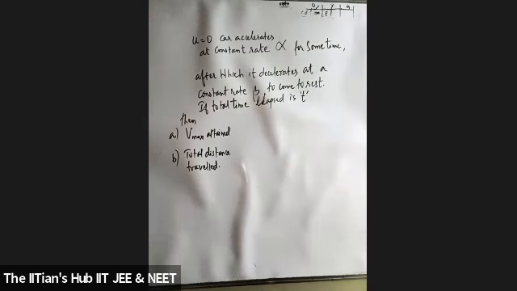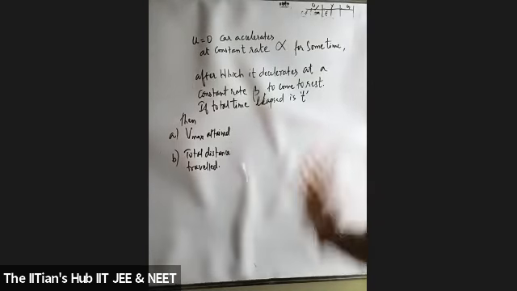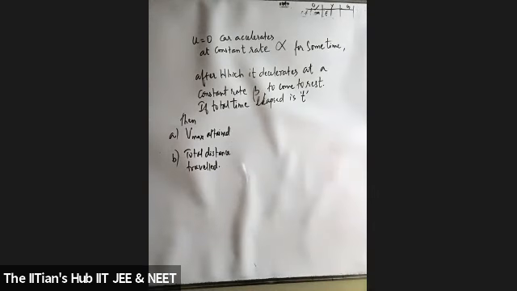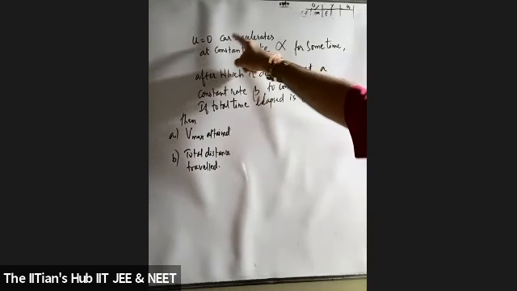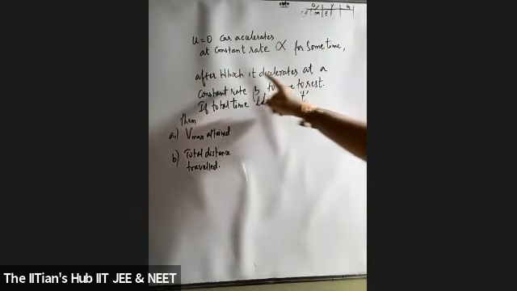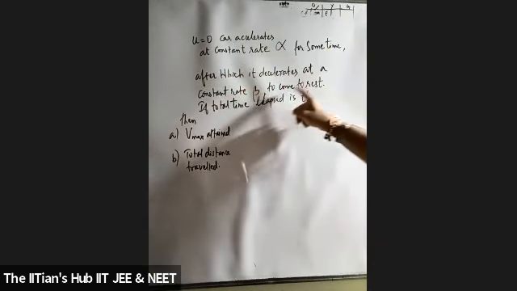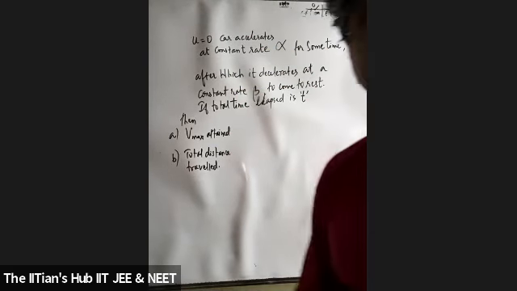The only hint I can give you is that you can get your answer by drawing a simple graph. Okay, try to get your answer by drawing a simple graph. I repeat, the car initially starts at rest and then it accelerates at a constant rate alpha for some time, after which it decelerates at a constant rate beta to come to rest. If total time elapsed is t, then find the V maximum attained and total distance traveled.